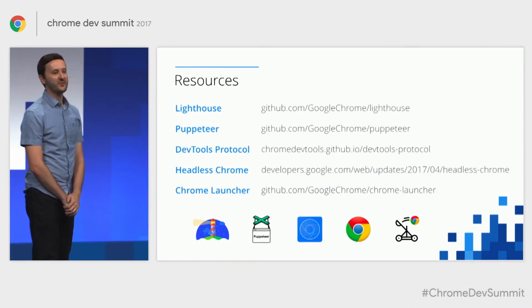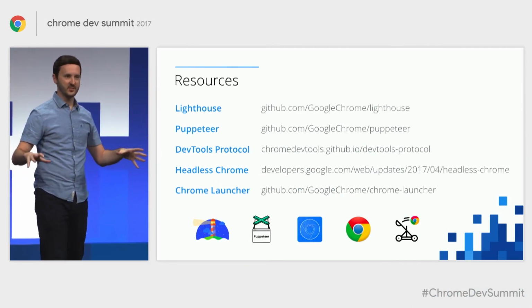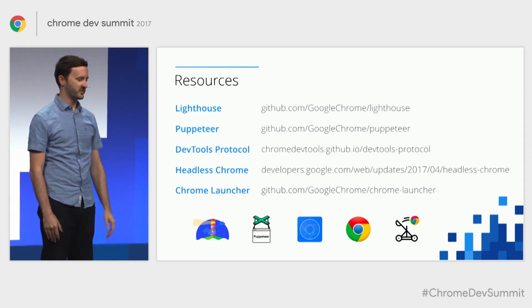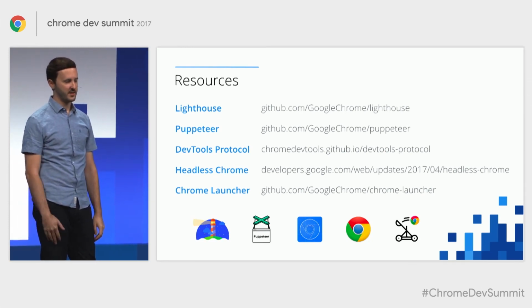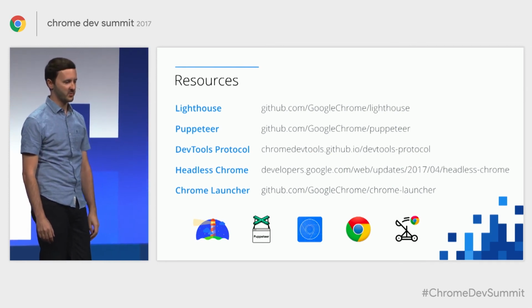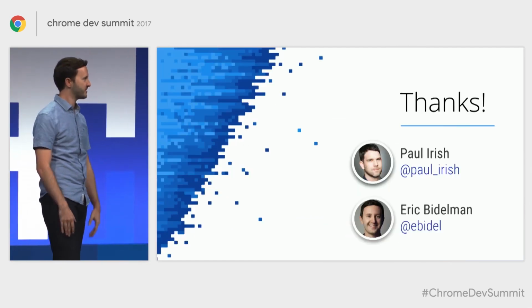Job well done. So with that, sorry for going over. Hope you guys learned a lot today. We did cover a lot in a short period of time. Here's all the resources, the GitHub repos for Lighthouse and Puppeteer, headless Chrome article, DevTools protocol if you really want to get low level, that Chrome launcher module. I think that's it, right? Thank you all.